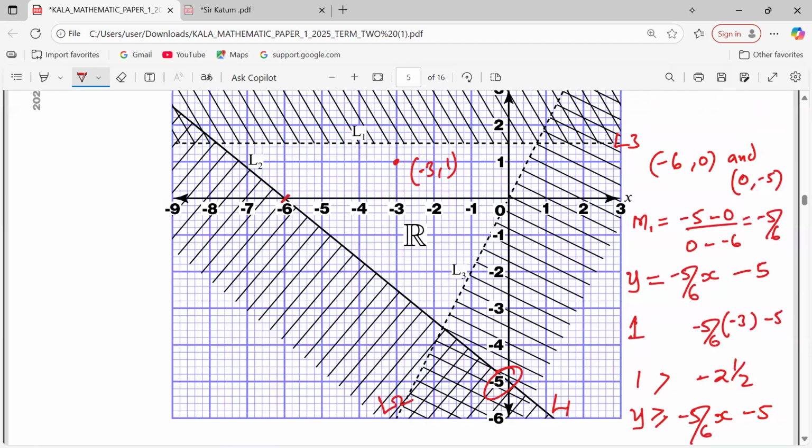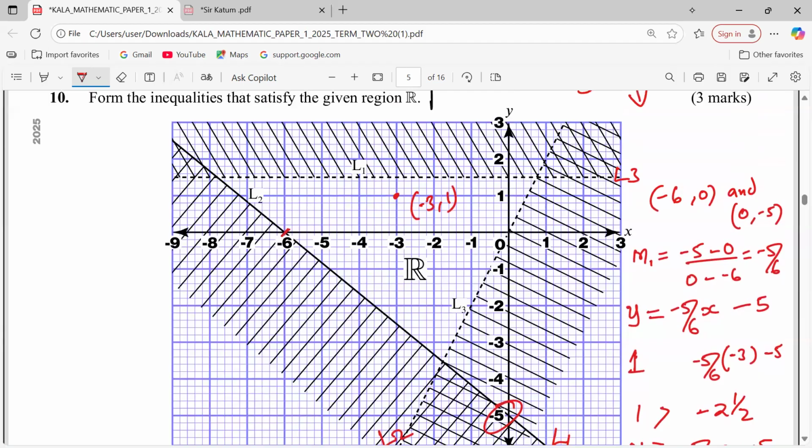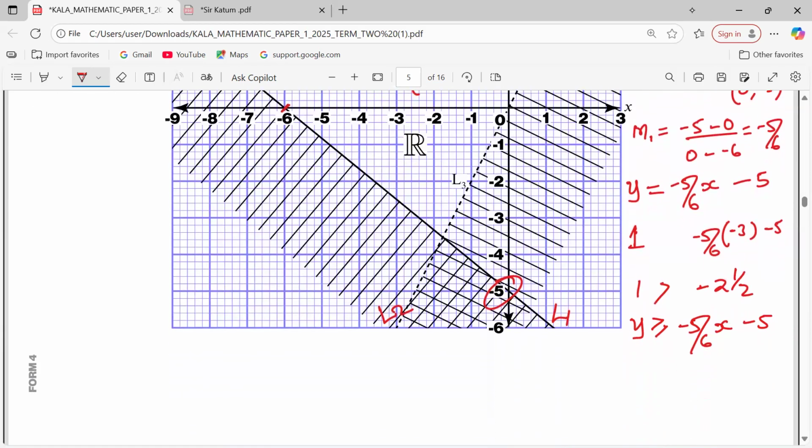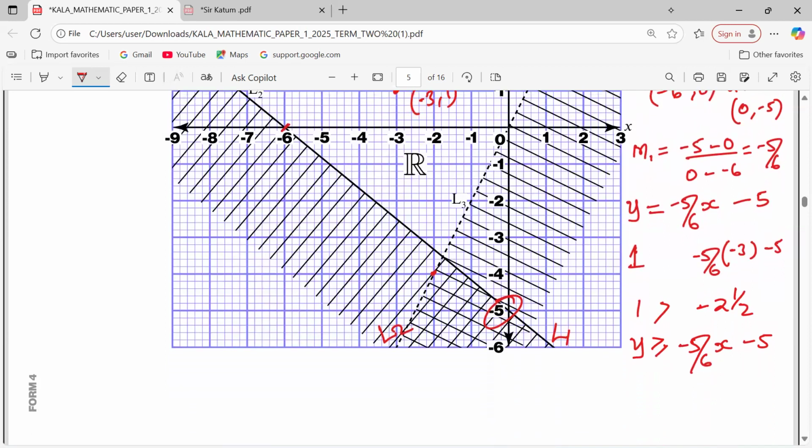Let's get to this line now. We can identify some of the coordinates where it passes. A coordinate like this one. This is coordinate -2, -4.